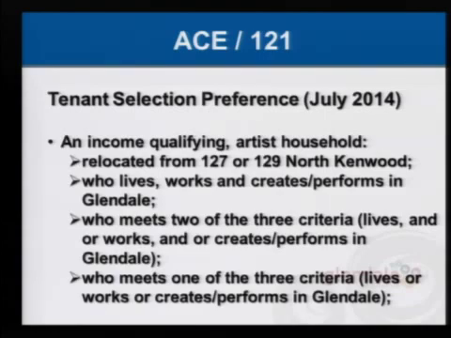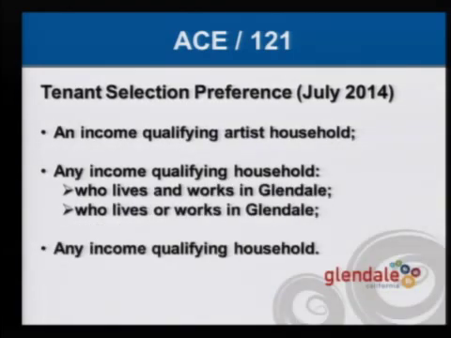Then if you met one of those criteria, lived or worked, which is basically the same as the one above, then there would be an income qualifying artist household. That could be from anywhere, not the local preference. Then we go back to a local preference: any income qualifying household that lives and works, then those who live or work, and then finally, any income qualifying household from anywhere.